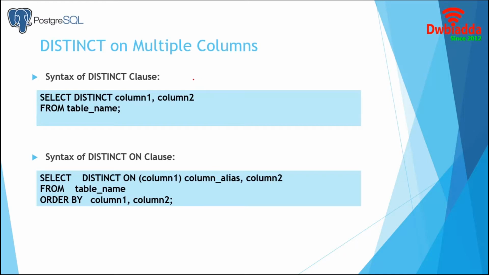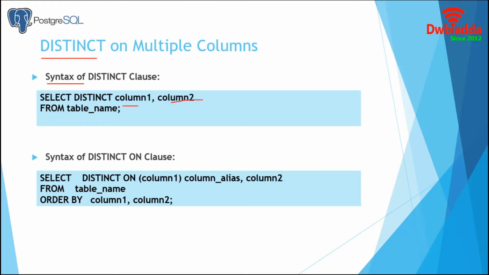In this session, we are concentrating on the distinct clause, which is used in a select statement to remove duplicate rows from a result set. We can use the distinct clause not only on a single column but also on multiple columns. Let's start with this syntax. If we specify multiple columns, the distinct clause will evaluate the duplicates based on the combination of values of those columns. In this case, the combination of values in both column 1 and column 2 will be used for evaluating the duplicates.